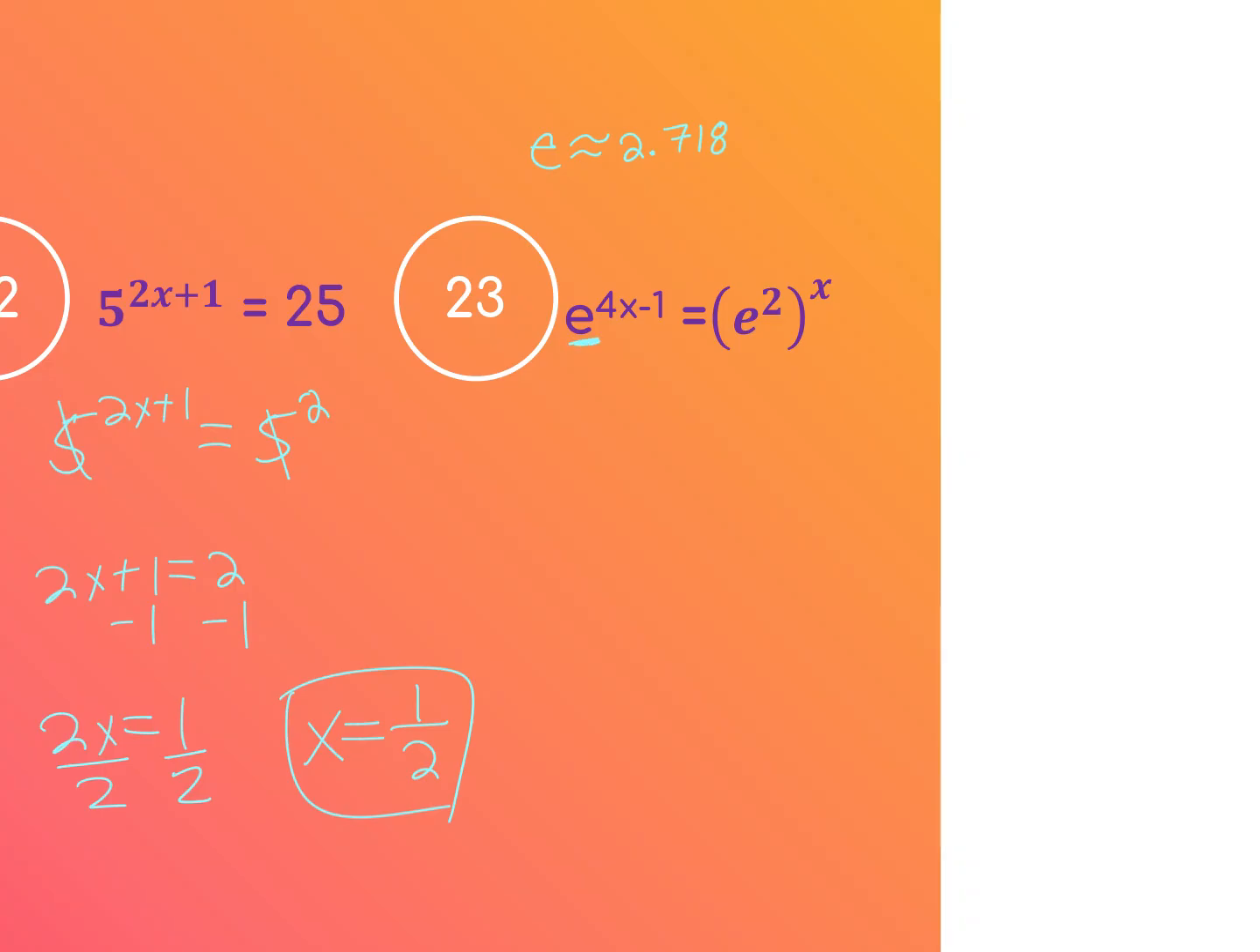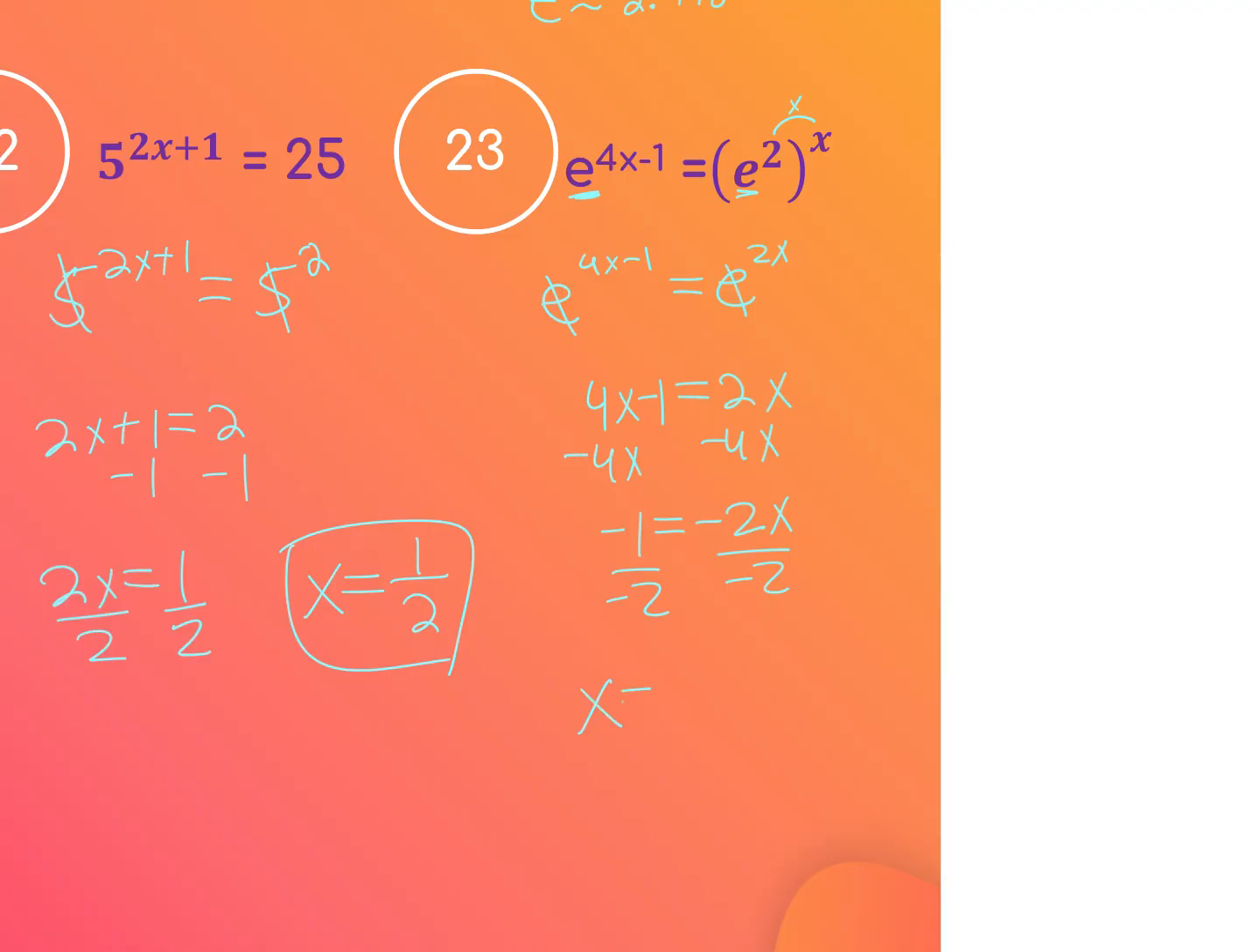So if I see an e here and an e here, then I can just power to a power this, and then you end up with the same kind of problem as everything else. So I get e to the 4x minus 1 equals e to the 2x. Cross these out, and then we get 4x minus 1 equals 2x. And then we can subtract 4x on both sides, and then I get negative 1 equals negative 2x. Divide both sides by negative 2, and then we get x equals 1/2. All right?